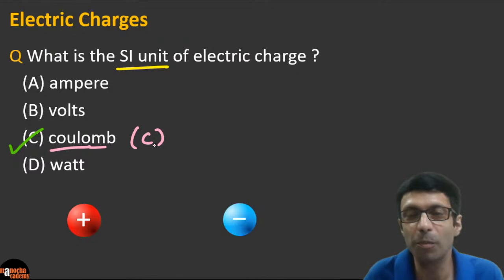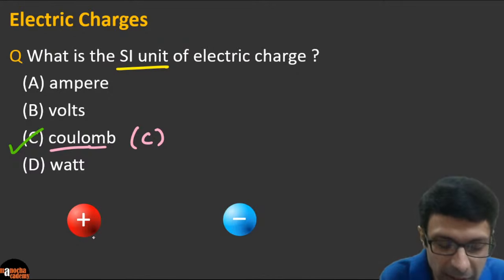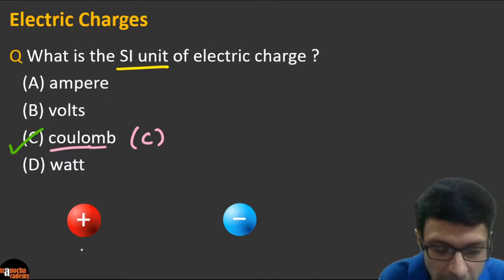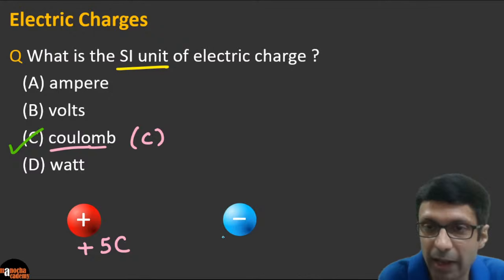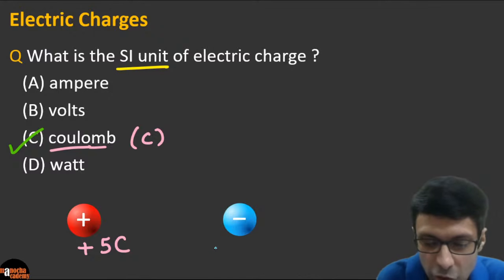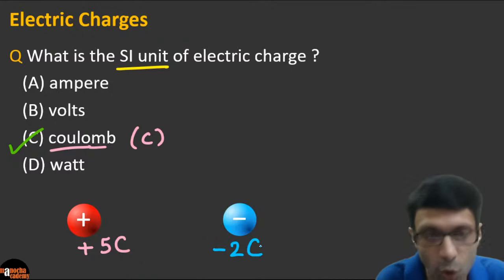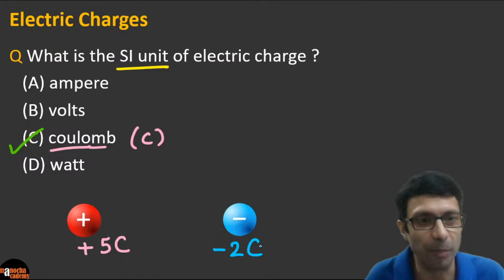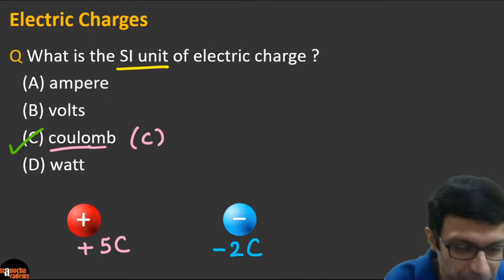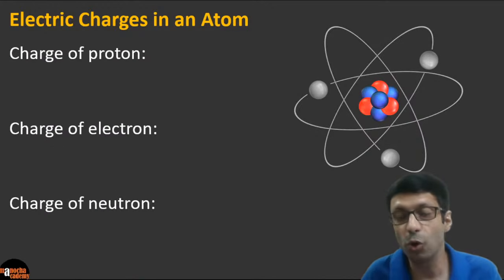So for example, if it's a positively charged body, we can say this has a charge of +5 coulomb, capital C, right? Let's say this is a negatively charged body. It has a charge of -2 coulomb, where capital C stands for coulomb. Excellent, guys. Very good.